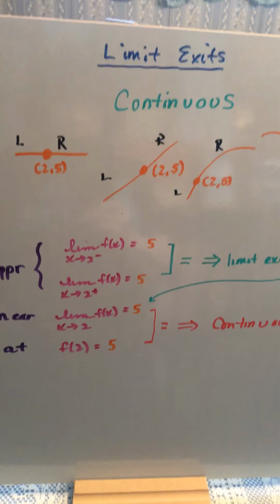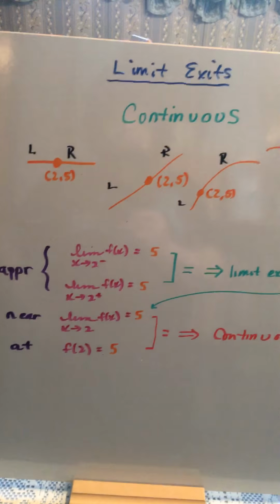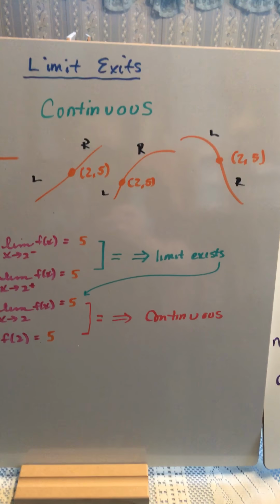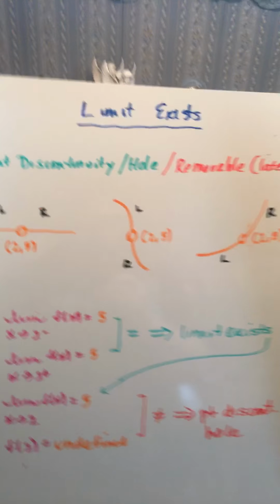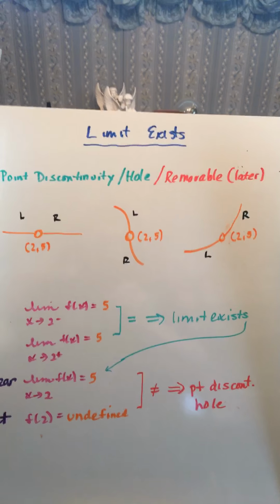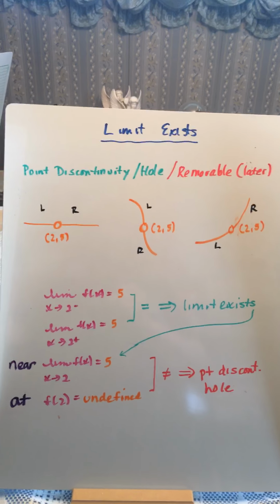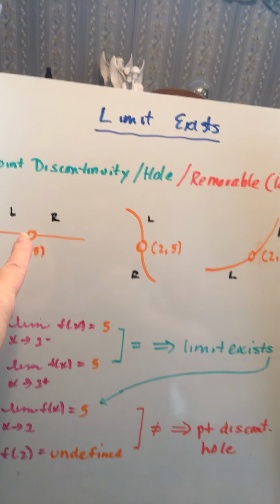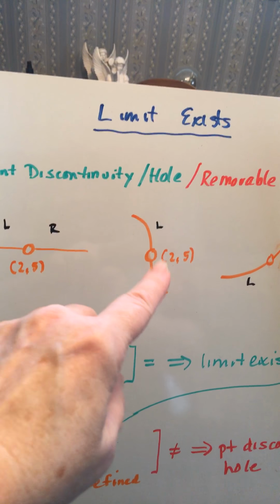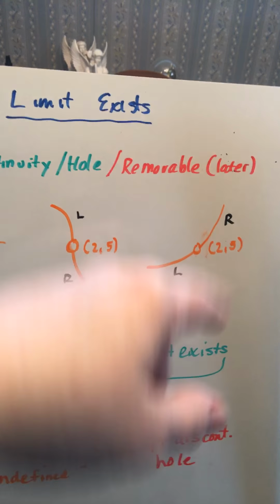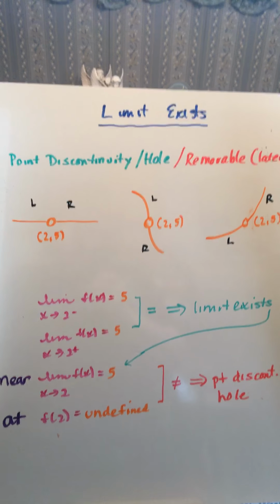When I plot a point, that's an at, that's my function value. And notice when the limit is equal to the function value, we call that continuous. That's how we connect up to the notes that we shared with you earlier. Now, a limit can exist when we have a point discontinuity, a hole, which will be called removable later. Notice there is no ordered pair. A point is absolutely just missing. It's just not there.